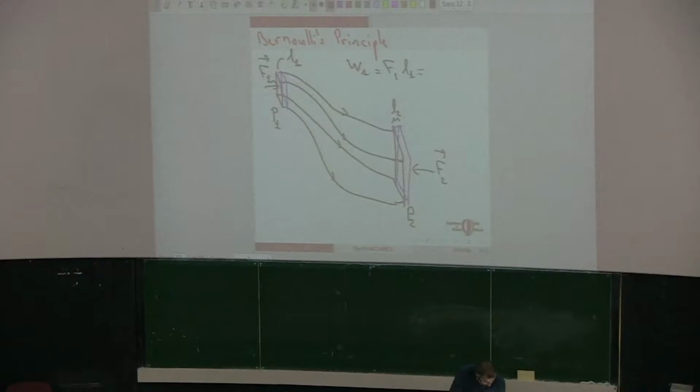Well, F1 is nothing but P1 times A1. That is how we define the pressure. The pressure is force over area, so if you multiply the pressure by the area, you obtain the force, times L1. But this is nothing but the work done on area 1 on this side, which is P1 times V1.